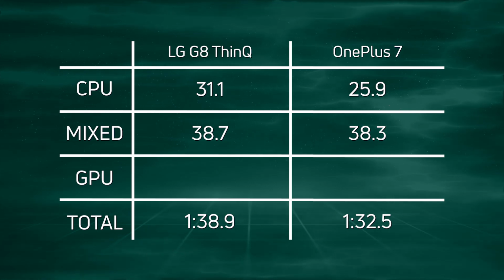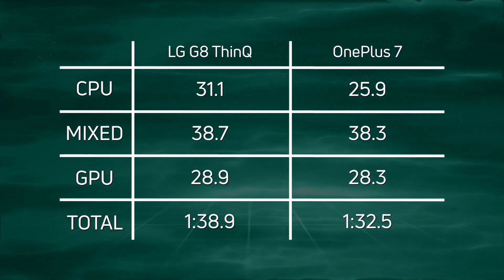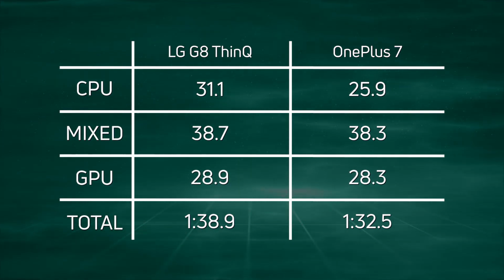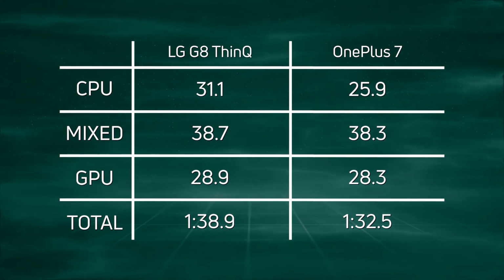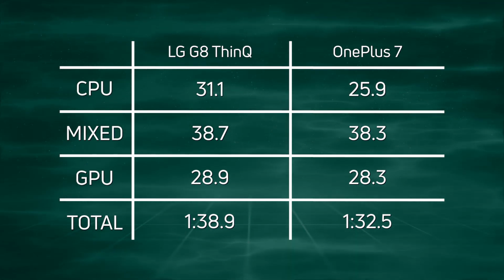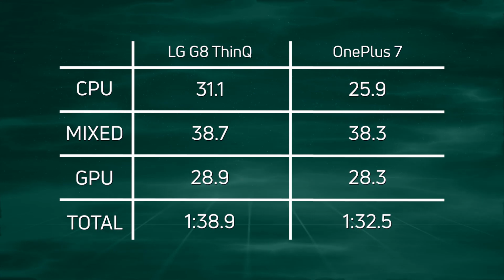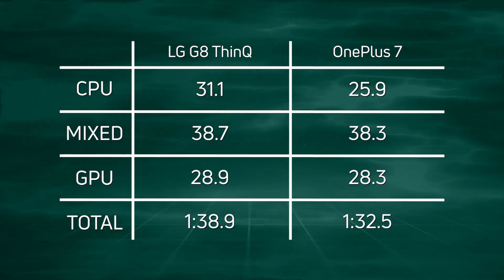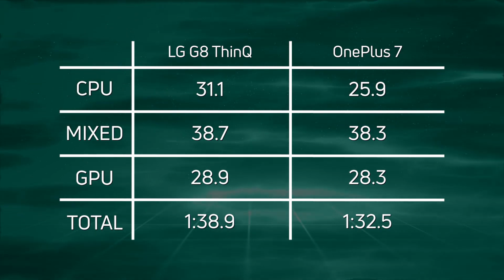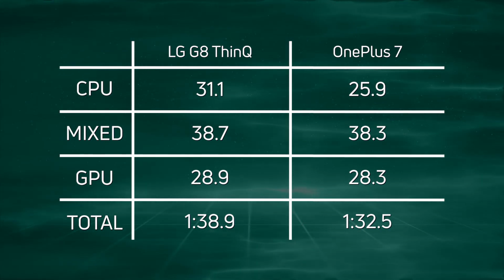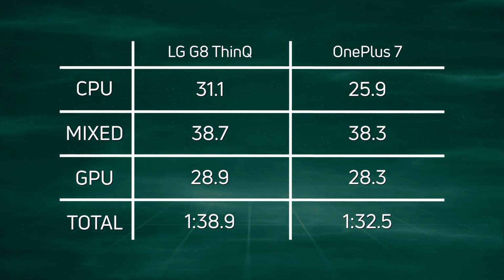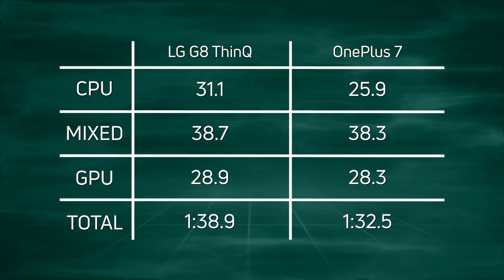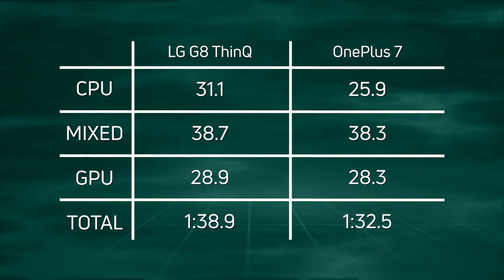38.3. And then when we get down to the GPU, it's a surprising result there. Actually, look how close they are to each other, 28.9 and 28.3. So clearly the OnePlus 7 there was able to capitalize on its lead in the CPU time, and it got round the test just slightly quicker than the LG G8, but because it was already behind because of the CPU time, it didn't come in first. So there we go, the winner was the OnePlus 7 with 1 minute 32.5.